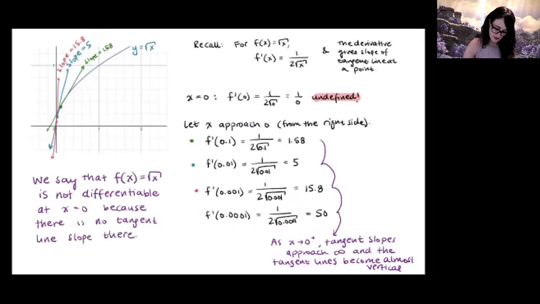Okay, so non-differentiable, not differentiable at a point, means that there is no tangent line there or no tangent line slope, right? You can't find a numerical value for that. So this vertical behavior, or tangent lines becoming more and more vertical, is one way that a function could have this point where it's not differentiable. There are several other ways too.